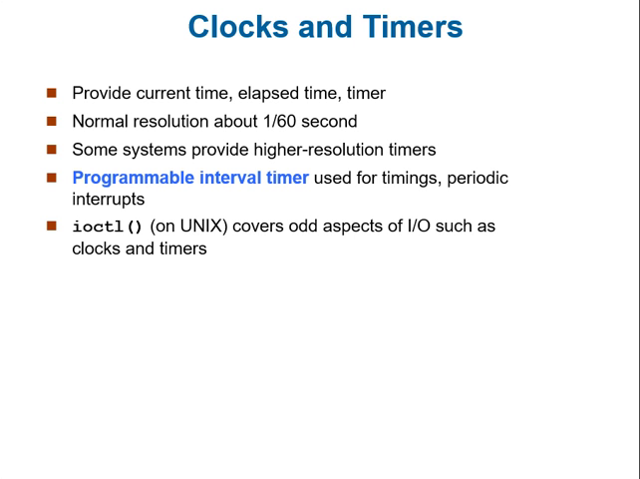So the I/O control function in Unix covers this aspect of I/O, such as clock and timer. In networking, there is also NTP and many more. This is the clock and timer device, or we can call it the function.